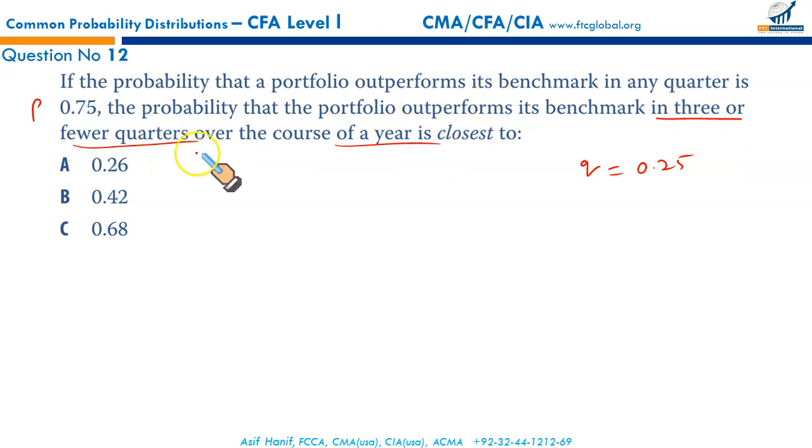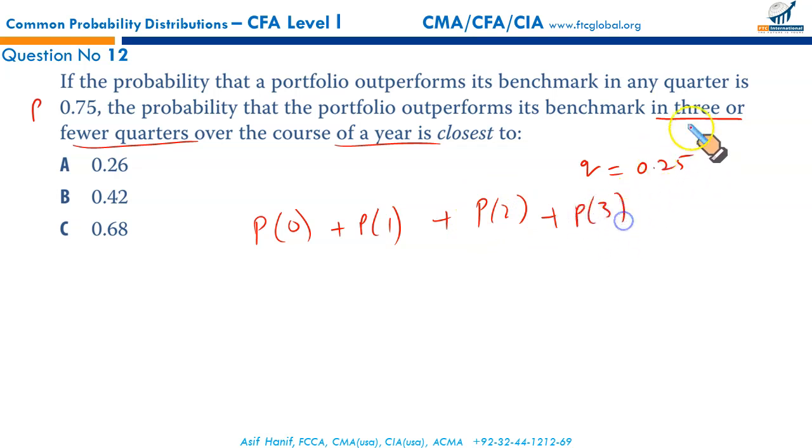So 3 or fewer quarters means out of 4 quarters we need 3, 2, 1 or 0. So it's going to be a sum of 4 probabilities: in none of the quarters our portfolio outperformed, only once in 4 quarters, 2 quarters out of 4 quarters, or 3, not 4, because it said 3 or fewer.